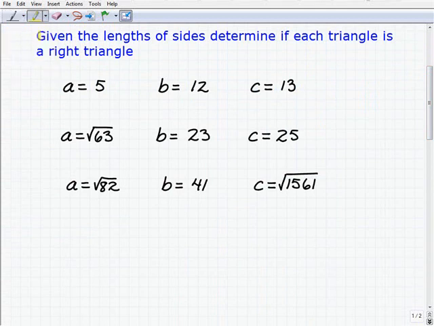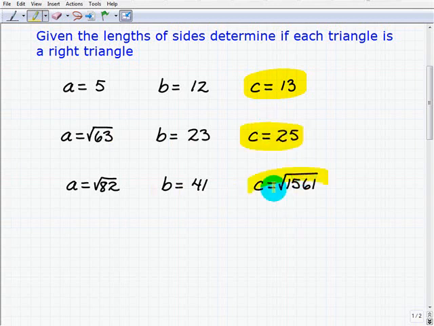So some of you might be wondering, well, if I was to draw this, which side is what? Well, all you have to remember is that the longest side is the hypotenuse. So in this case, C is 13, the biggest number here, so that has to be the hypotenuse. And likewise here, if you keep scrolling down, you'll be able to determine which numbers are the hypotenuse.